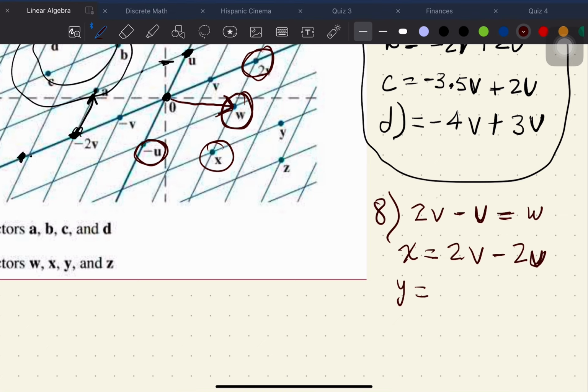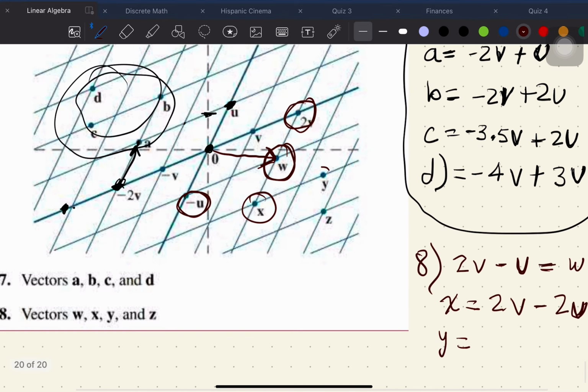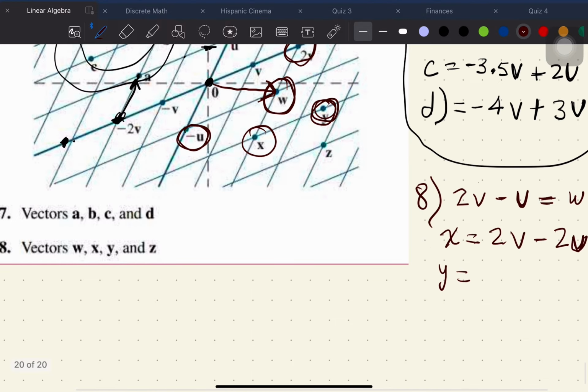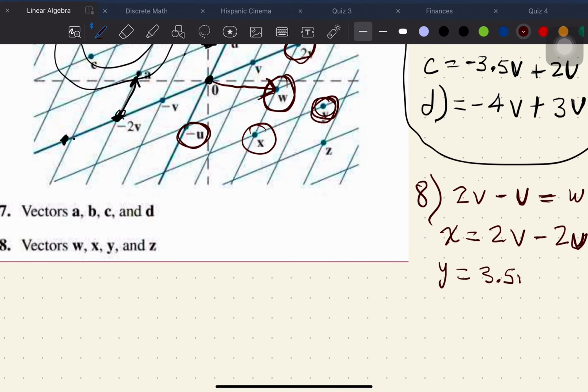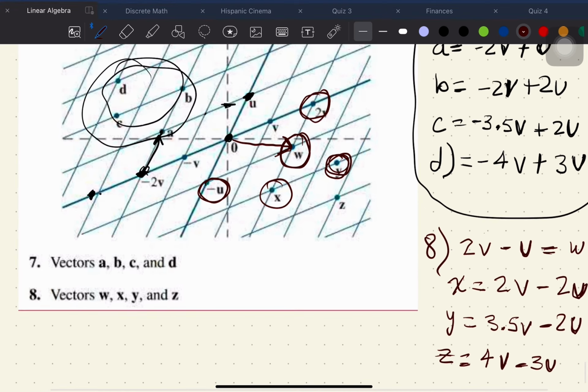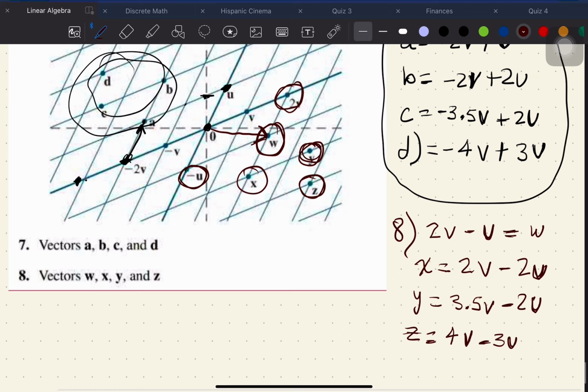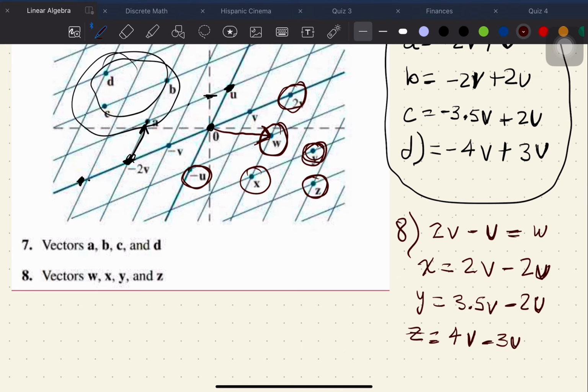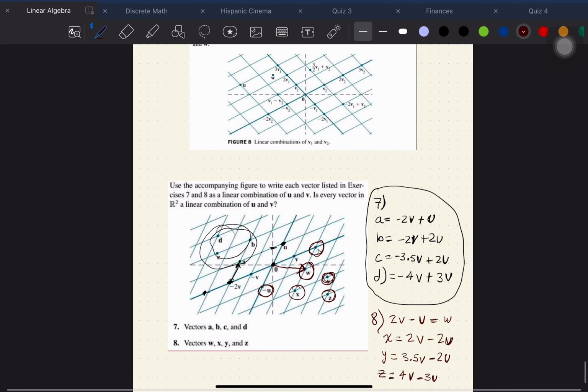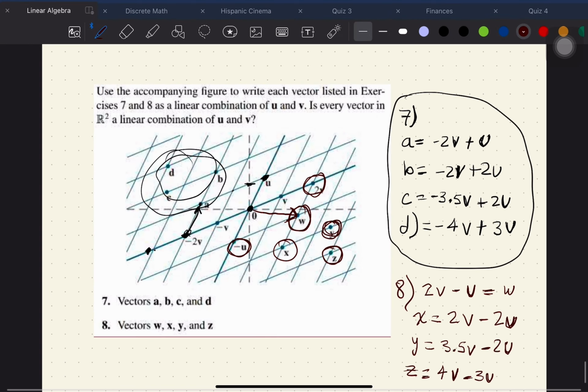For Y, which is over here, we will have 3.5b minus 2u. And then for z, we will have 4b minus 3u, of course. I have previously gotten these values before, so that's why I'm able to just write it down like that. But yeah, this is how you find these values from the graph.